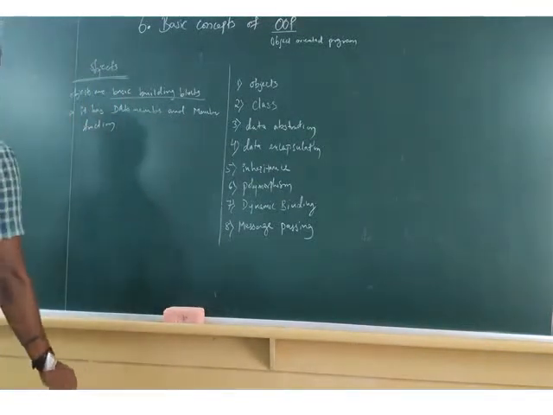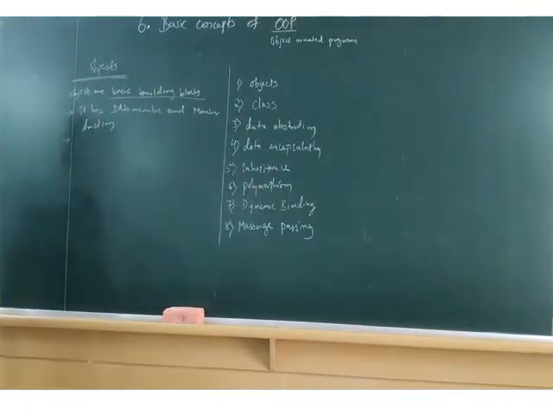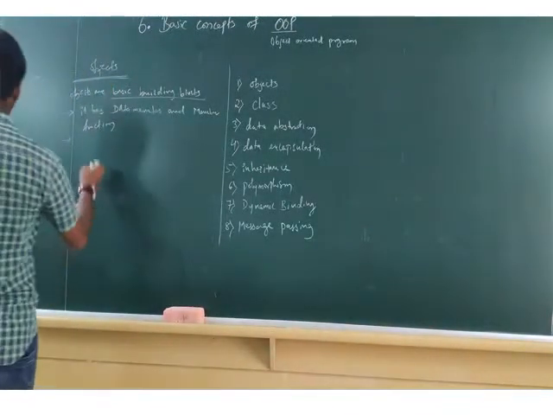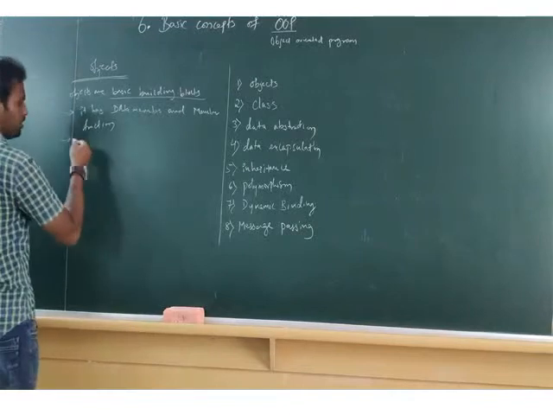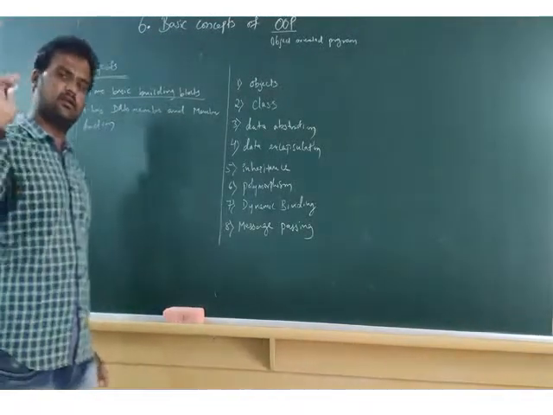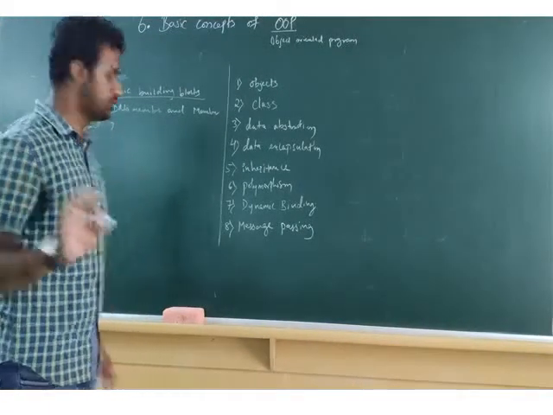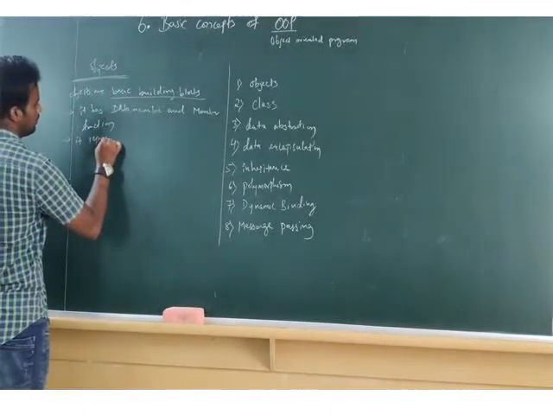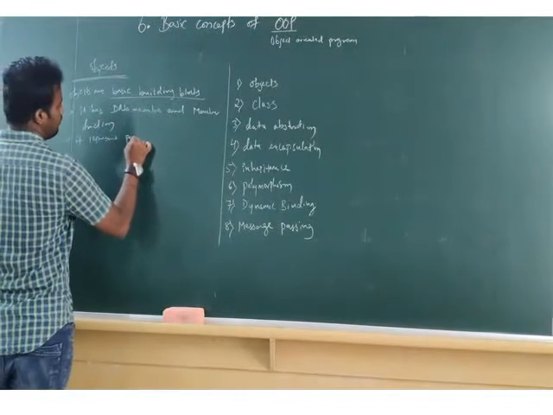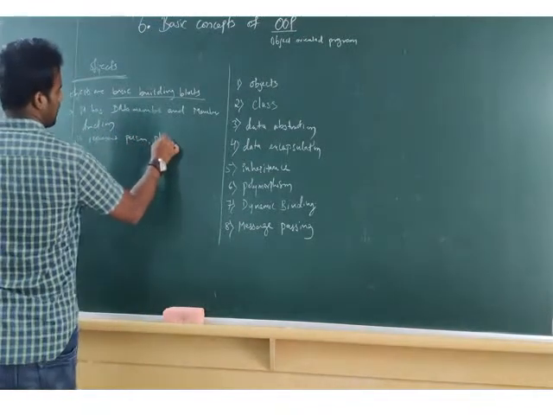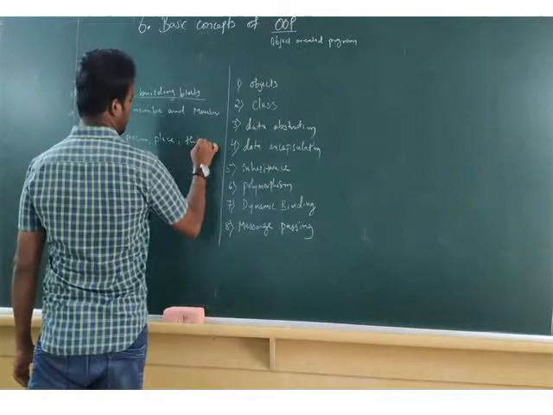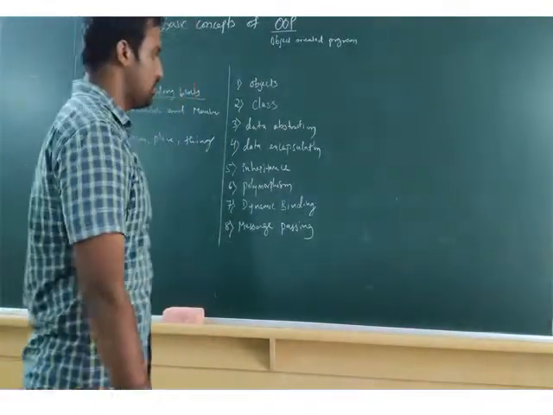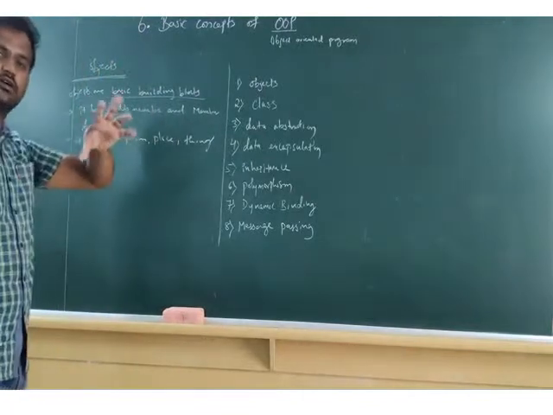Next, the third point is it represents a person, a place, a table, a chair, or whatever, a fan. Everything is an object. It represents a person, place, thing, anything. These are all called objects. On those objects only we write the logic part.